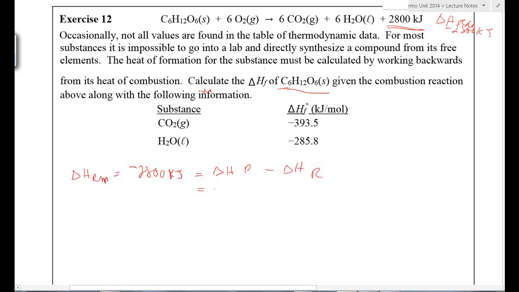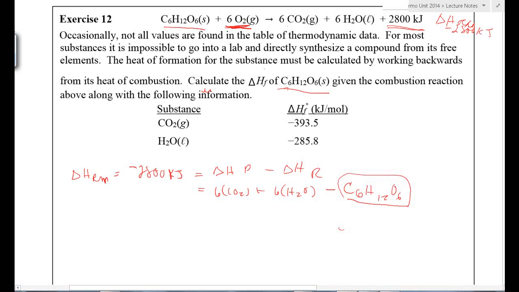And that's going to be 6 times CO2 plus 6 times H2O minus the enthalpy for the reactants. And here I have glucose, but this is not the element; the oxygen is the element in its standard form, so that's 0. So I can leave that out. So minus C6H12O6. Okay. And now what I am solving for is this, right?